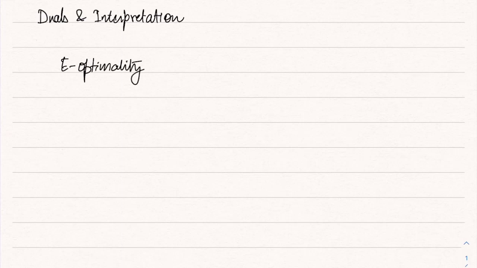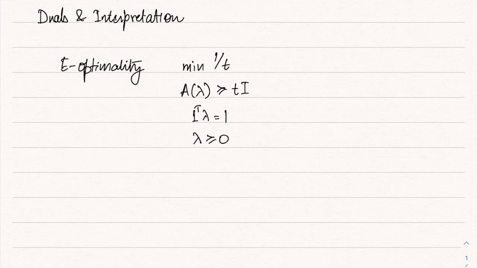The E-optimality problem, if you remember, was: minimize 1 over t, such that A of lambda is more positive definite than t times identity, 1 transpose lambda equals 1, and lambda is greater than or equal to 0. This problem can be written as an equivalent problem: instead of 1 by t, I minimize minus t, such that A of lambda minus t times identity is PSD, and the other two constraints remain the same.